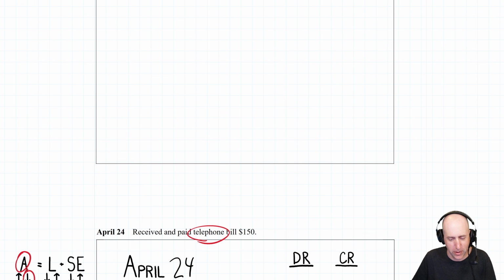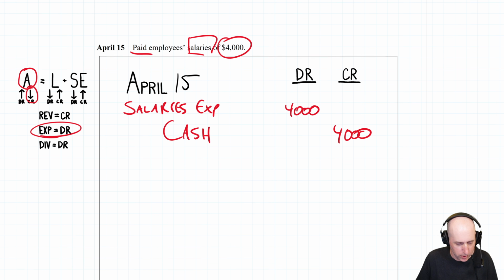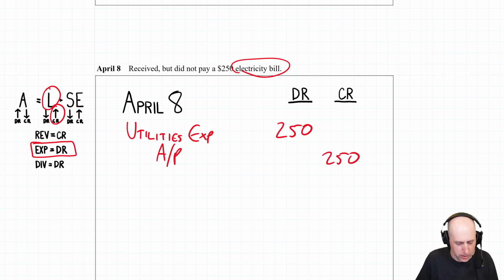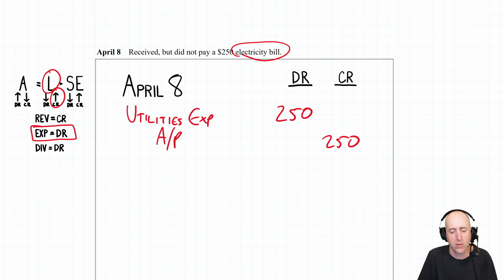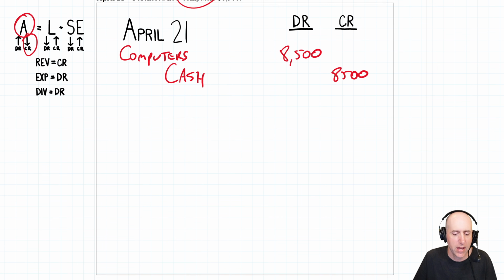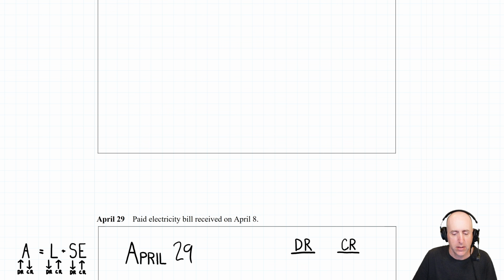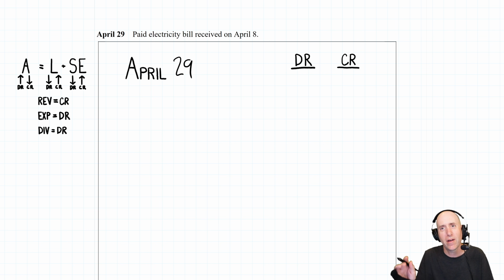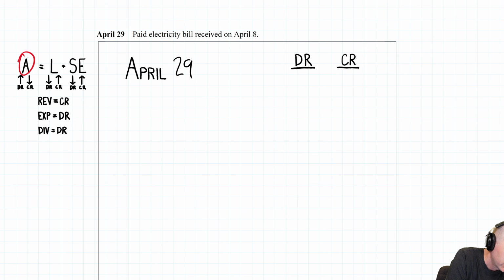Next. Paid the electricity bill that we received on April 8th. That I can't remember. I got to scroll up. April 8th, utilities expense. There we go. $250. Okay, so we got the bill. We didn't pay. A couple of weeks later, we pay it for $250. Did cash change hands? You bet. Is our cash going up or down when we pay a bill? Our cash is going down. It's an asset decreasing. We credit cash.